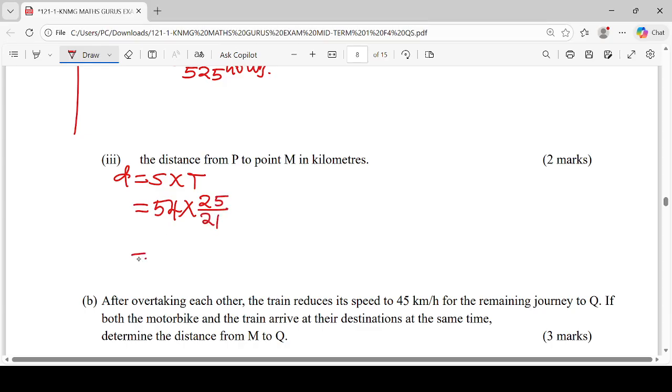25/21. When you multiply in your calculators 54 times 25/21, you are going to get 64 whole number 2/7 kilometers. As simple as that, ladies and gentlemen.